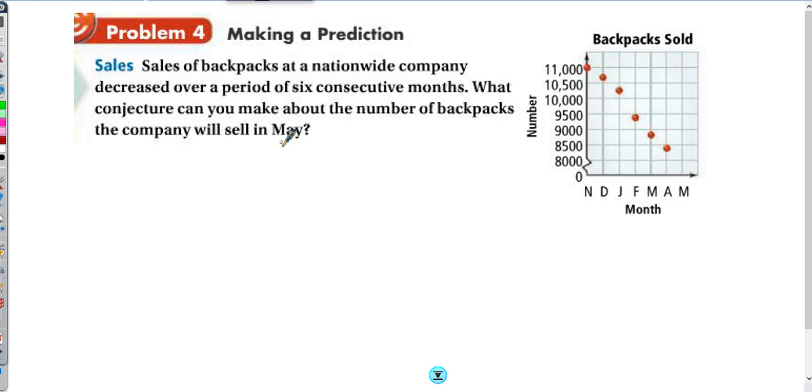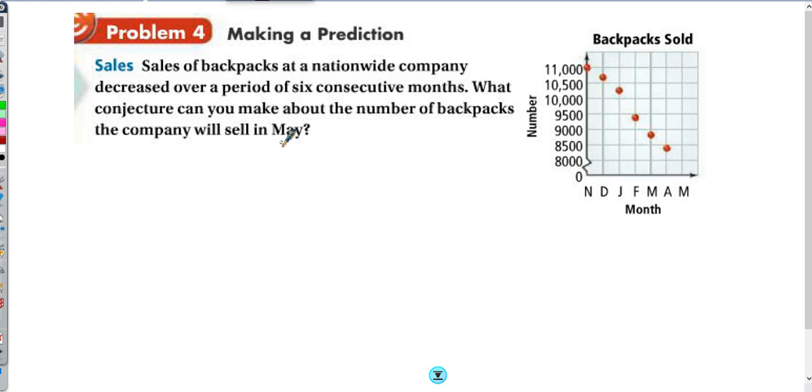So if you look at that, N stands for November. So you're going November, December, January, February, March, April, May. So what can we predict May is going to be? Let's look. On average, from November to December, you went down almost 500. From December to January, you went down again, a little less than 500, but it's still close. January and February, that's after Christmas, no one's really buying backpacks. So the sales really decreased then. It went down almost 1,000. And then you start back on the almost 500.